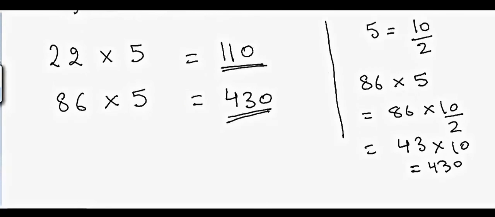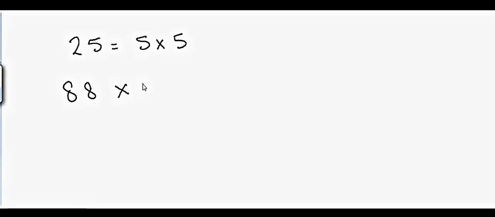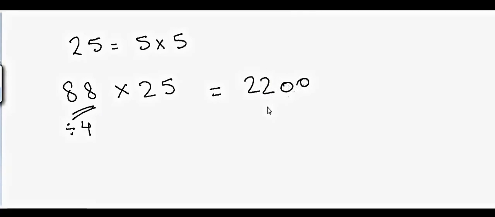Now let's go to 25. If I have to multiply any number by 25, we know that 25 is equal to 5 into 5. So instead of dividing by 2, we will divide by 4. Suppose I have 88 and I want to multiply it by 25. In this case, I will divide 88 by 4. That will be equal to 22, and then I put 00 in the end. So that is my answer.